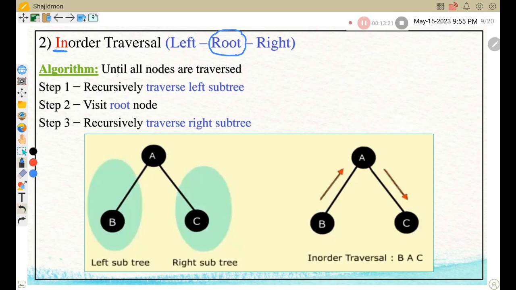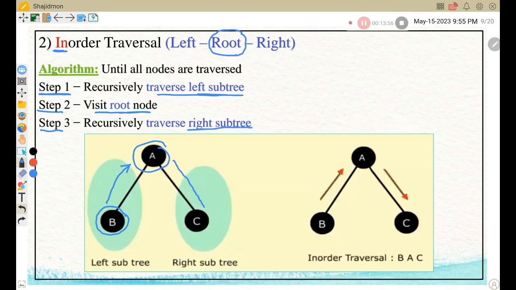So how will the algorithm work? You can see the algorithm. Until all the nodes are traversed, how do we go about it? In step 1, recursively traverse the left subtree first, okay? In the tree down here we have one example. First visit the left subtree, this is the left subtree, correct? Now in step 2 we need to visit the root node, this is the root node, correct? So after B we visit the root node, then in step 3 we visit the right subtree in order, correct?